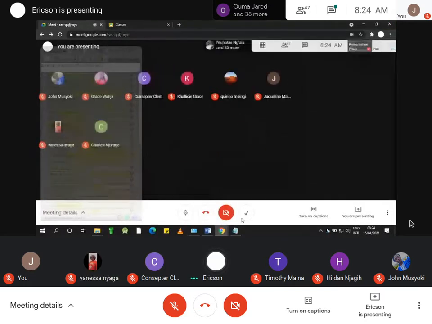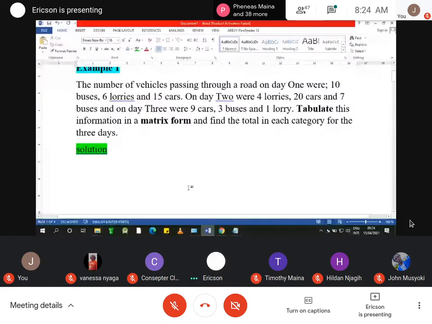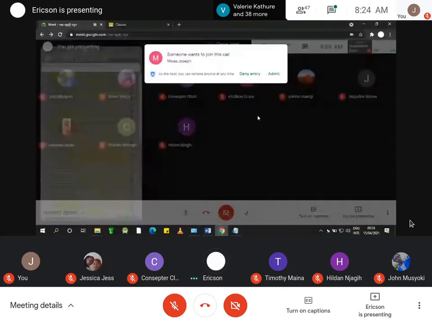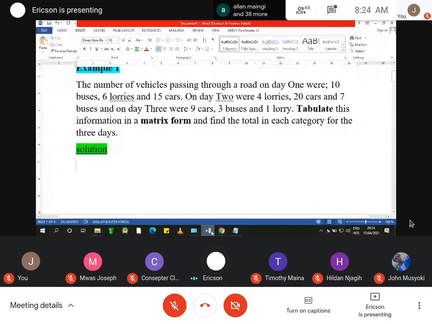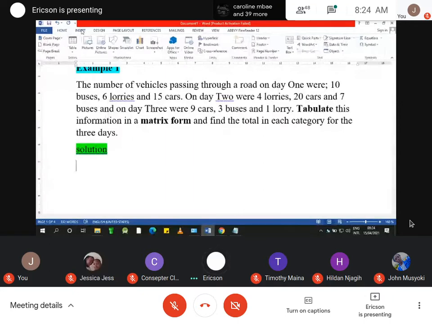So okay, you can continue. What is asking us to do is find the total. Basically, that is the summation, or rather the addition of elements in a part of this particular matrix. So the first step is to tabulate this information in a matrix form. I'll just quickly add the matrix to this here.